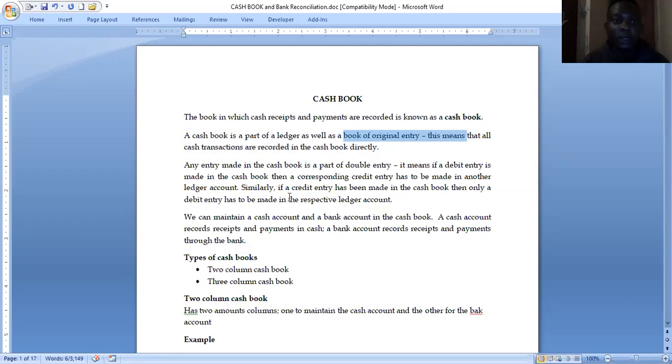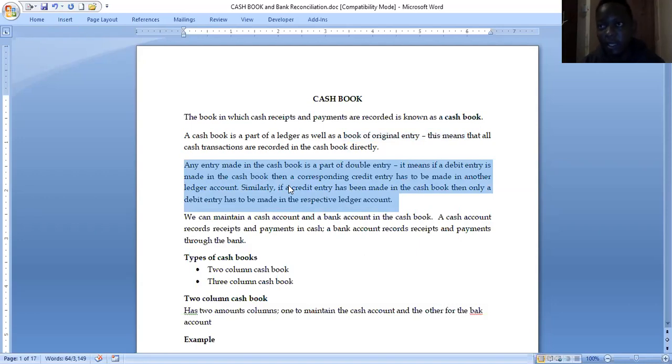So as part of double entry, any entry made in the cash book means that we have debits and credits. Cash and bank are recorded as an asset, that is money. So when cash is increasing, you're supposed to debit the cash account, and when cash is decreasing, you're supposed to credit the cash account. The same case with the bank. If our bank account is increasing, we're supposed to debit the bank account, and if the bank account is decreasing, we're supposed to credit the bank account.